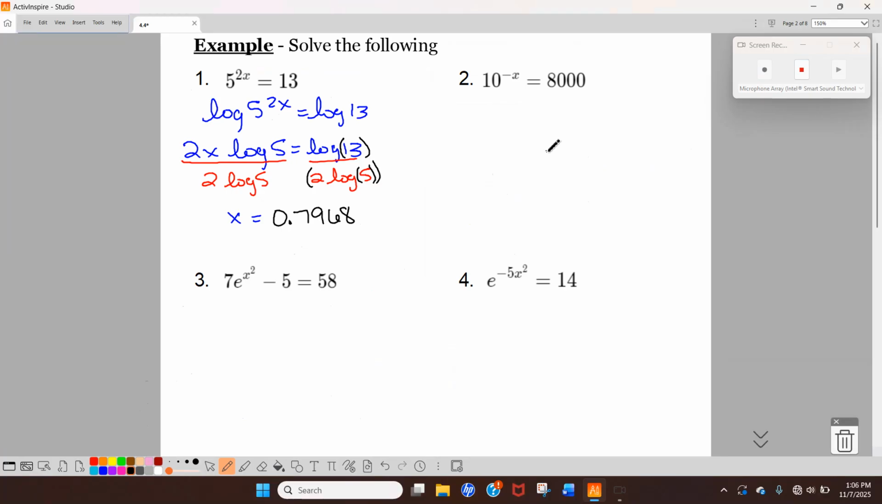All right, so number 2. Again, we're going to take log of both sides. Since this base is a 10, log base 10 is actually super helpful. So the common log. Because log base 10 of 10 cancels, and this side is just negative x. It's just 1. So now we have negative x is equal to log of 8,000. So we divide by negative 1 to get x by itself. And so in our calculator, we can just type in negative log of 8,000.